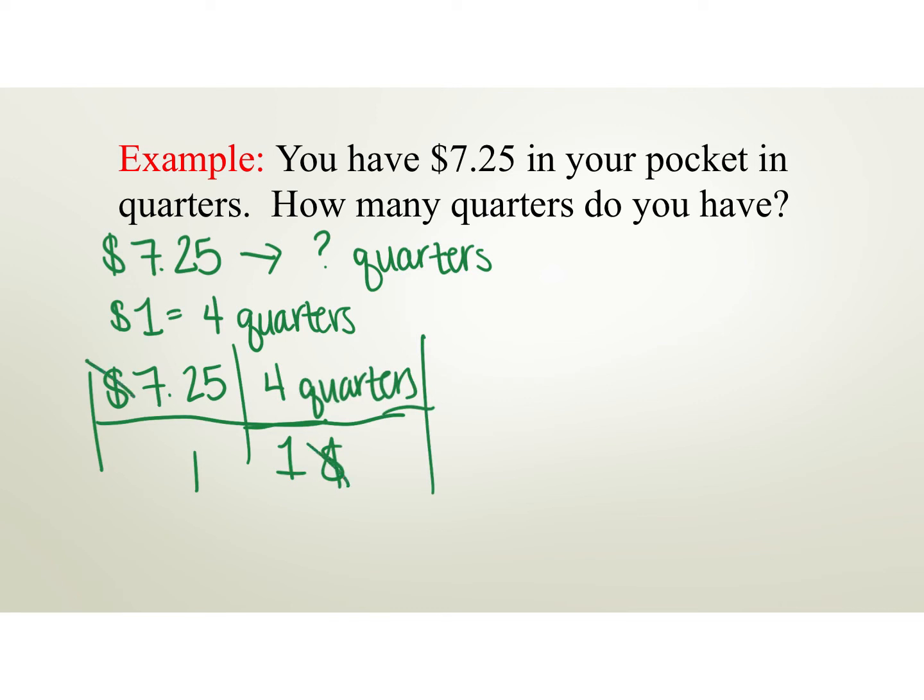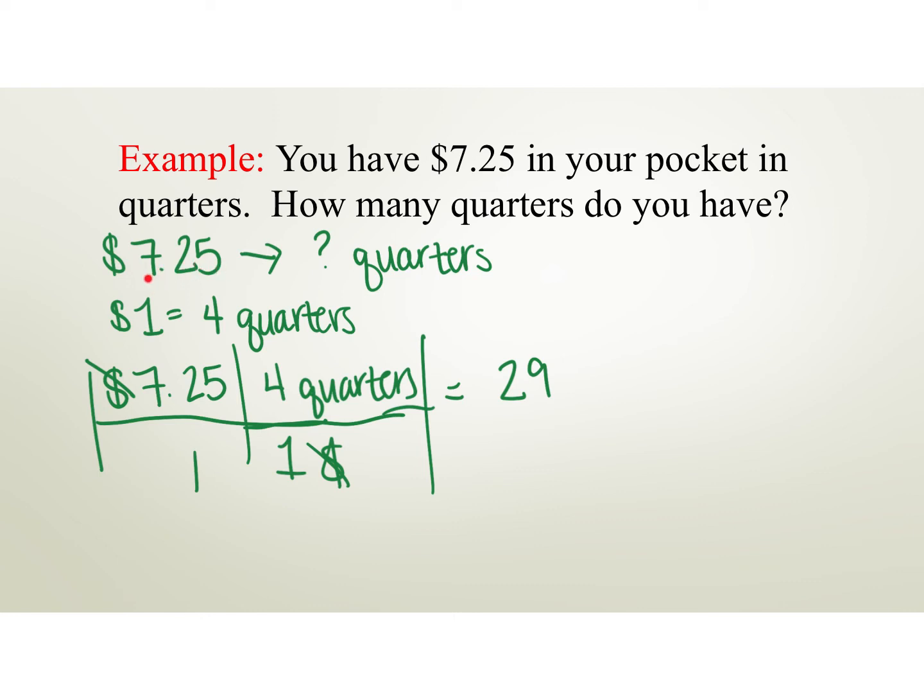Dollars canceled, you're left in quarters. So if you multiply 7.25 times 4, what did you get? Okay, 29. All right, and if we think about that, does that number make sense? Okay, seems reasonable. Sig figs on this one don't really apply.